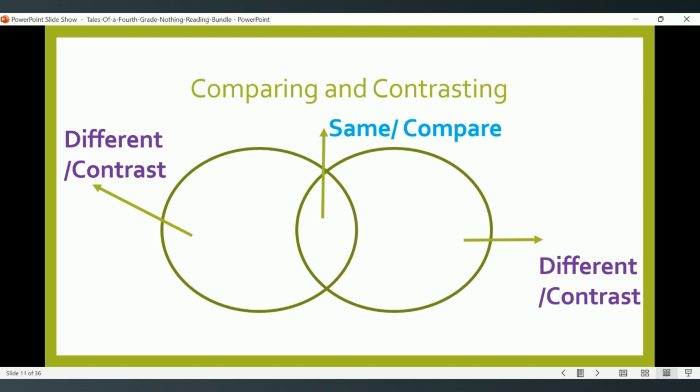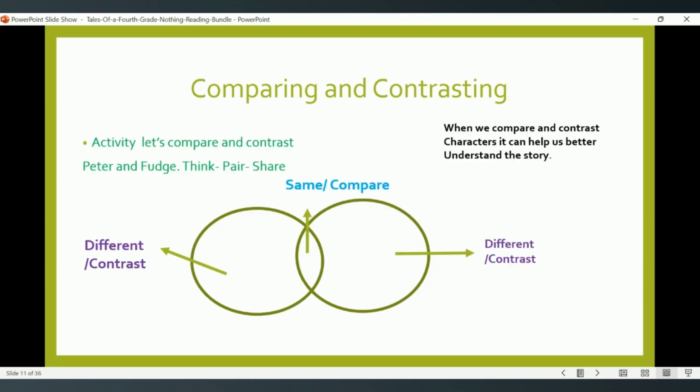So you're getting this idea of comparing and contrasting, and you might want to go ahead and get the kids thinking about things around them, how they're alike and how they're different, to start using the words.